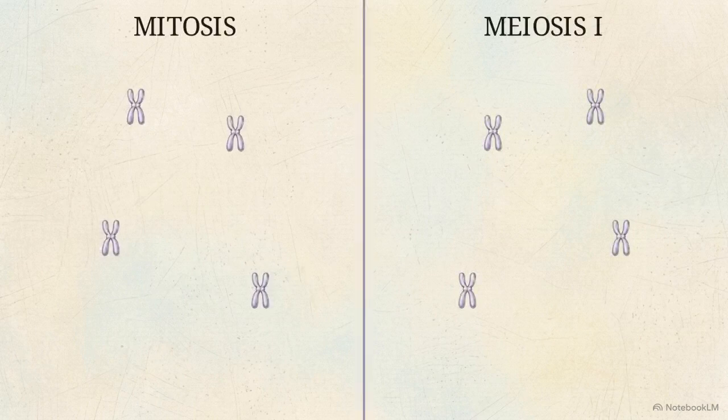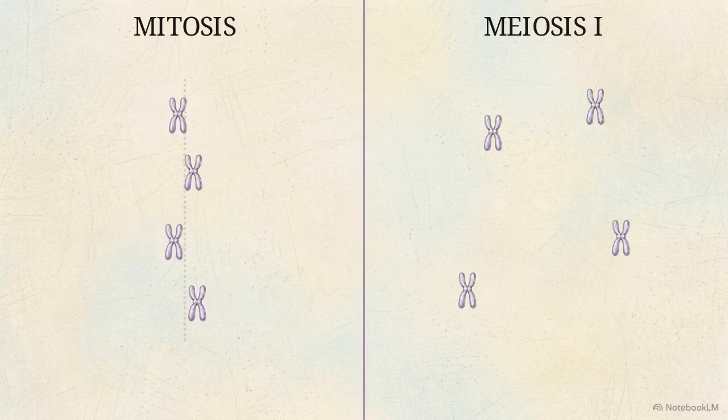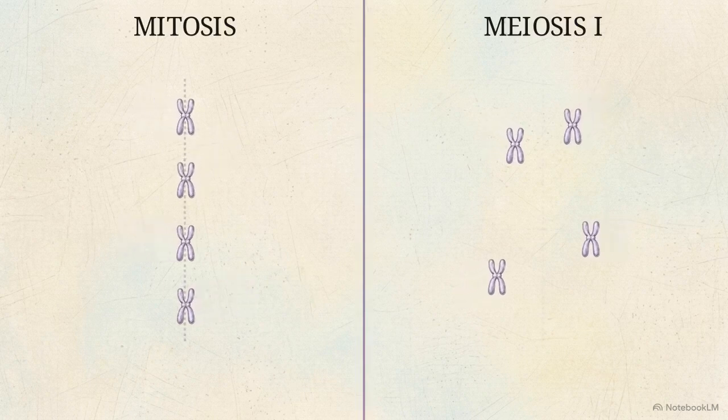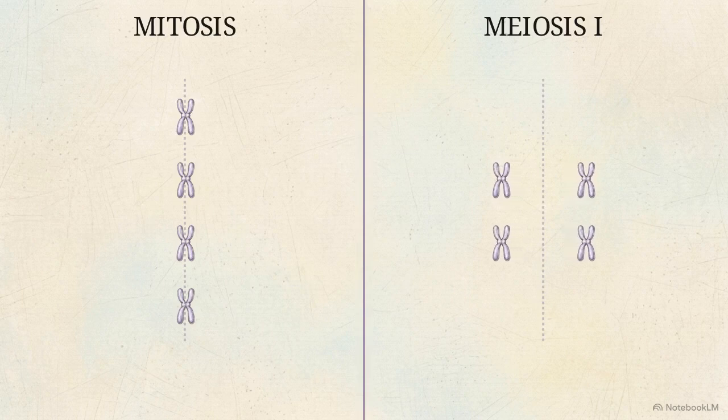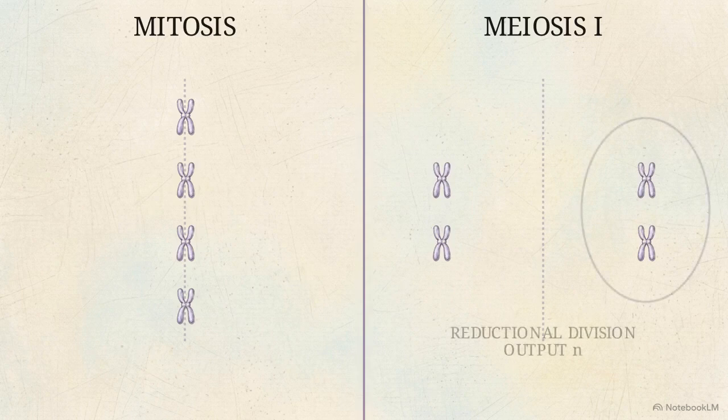In mitosis, individual chromosomes line up single file, but in metaphase I of meiosis, the homologous pairs line up side by side across the metaphase plate. As a result, anaphase I separates the homologous chromosomes, not the sister chromatids. This is a reductional division, cutting the ploidy in half to create haploid cells.